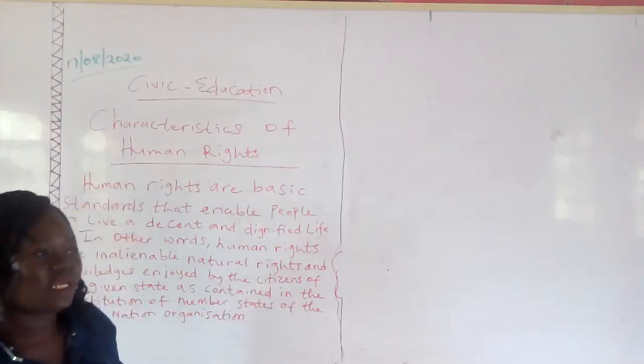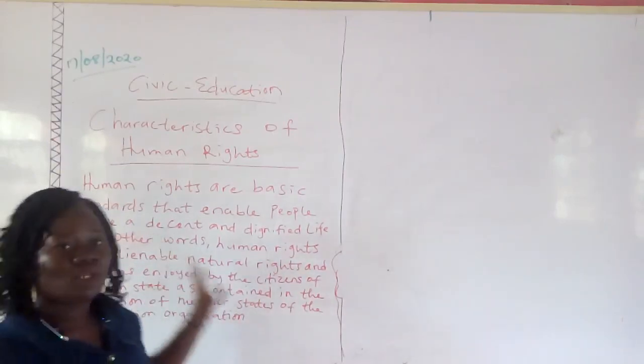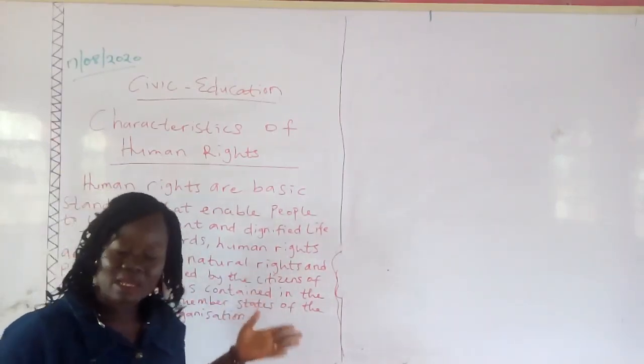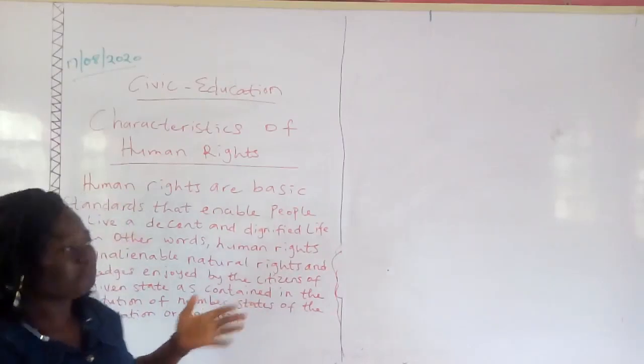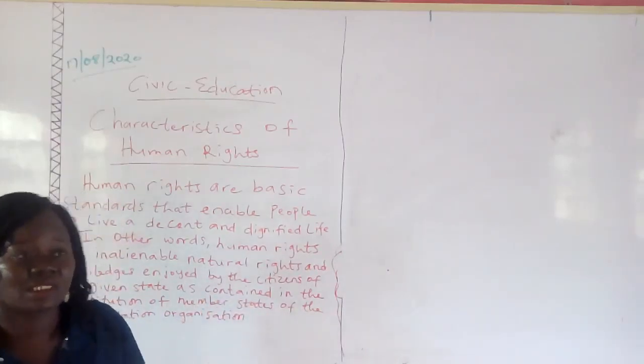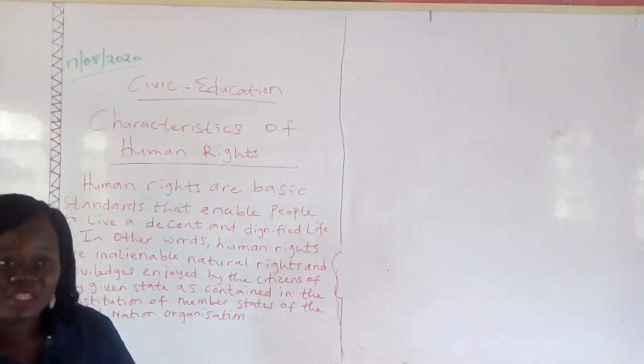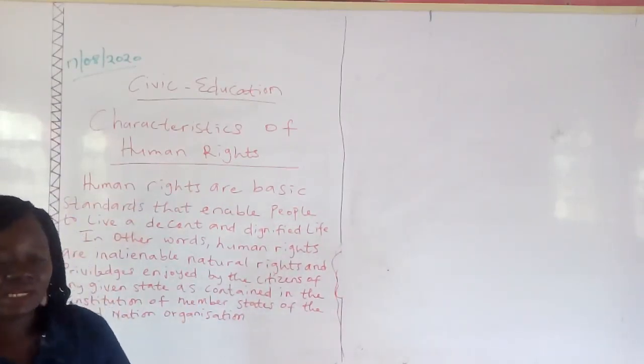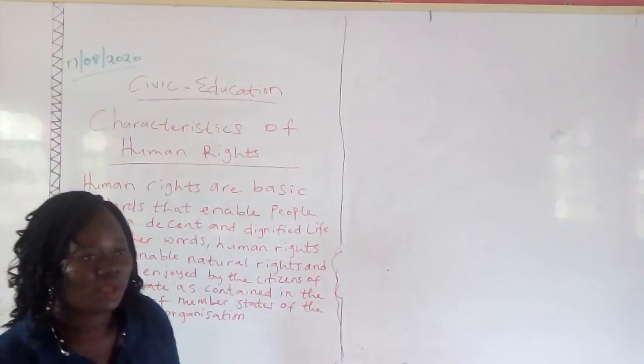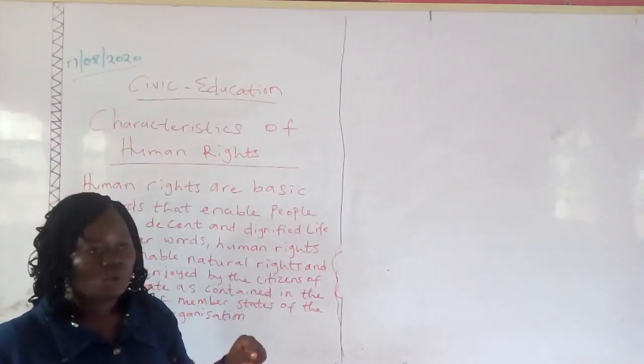Today precisely we are going to be looking at the meaning of human rights, some examples of human rights that we have, and then some of the characteristics. If time permits, we are going to look at the differences between the different classifications of human rights that we have. Quickly, let us look at what human rights is.